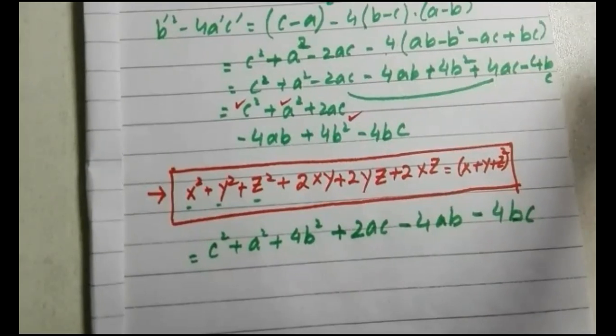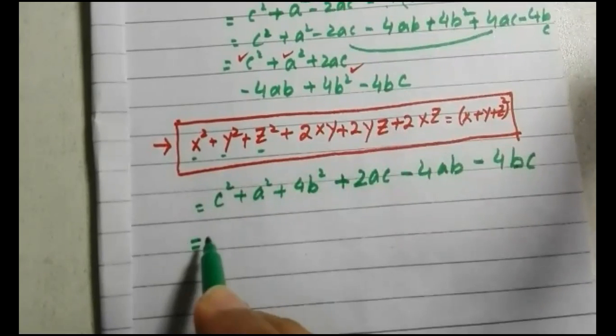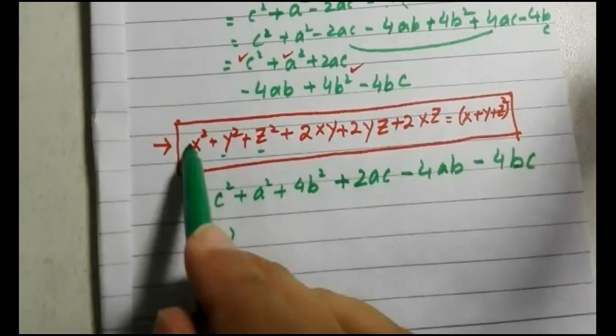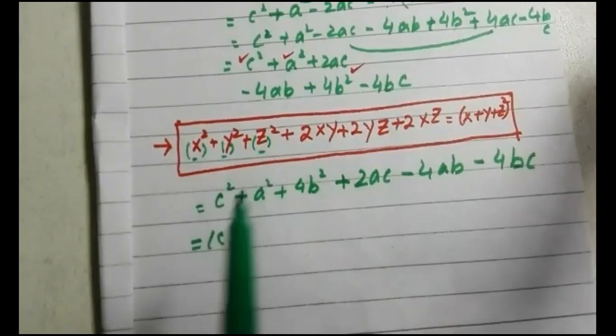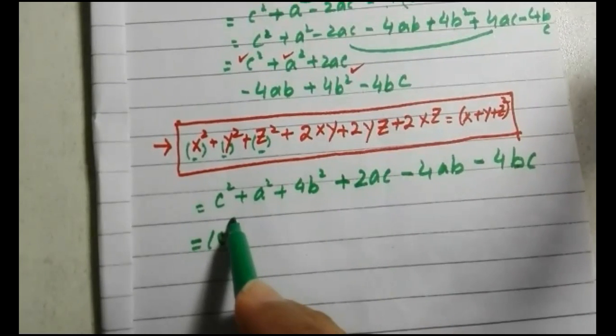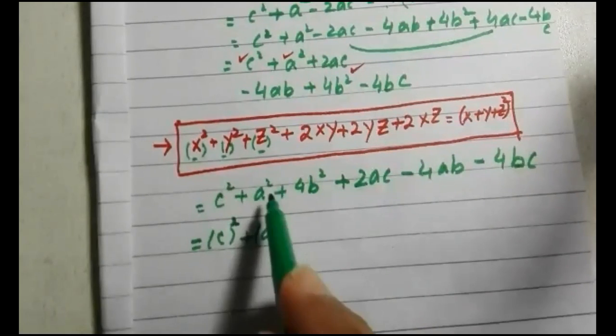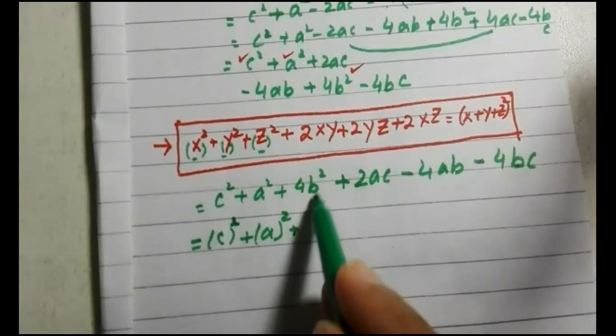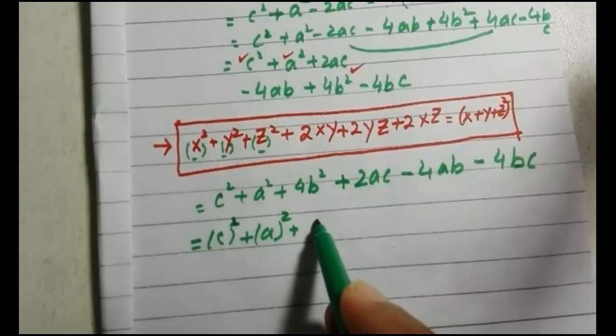Now I'm just arranging these terms according to the shape of this formula, like the point I wanted to explain earlier, that I will arrange these 3 perfect squares. So I will write C as a perfect square, A square can be written as A whole square, 4b square will be written as 2b whole square, like this one.